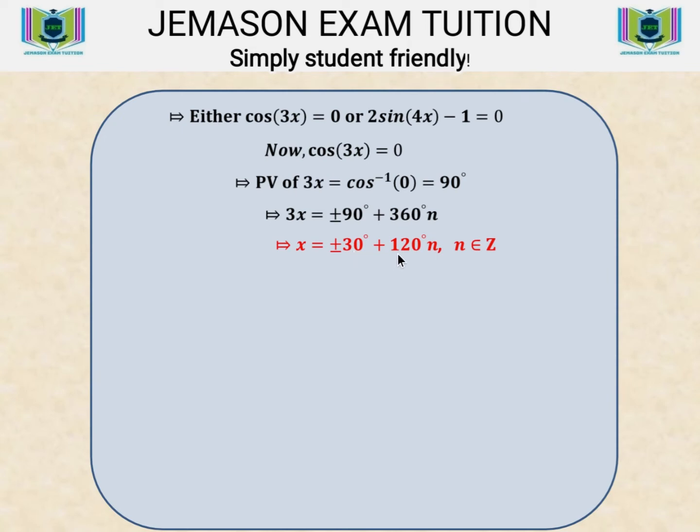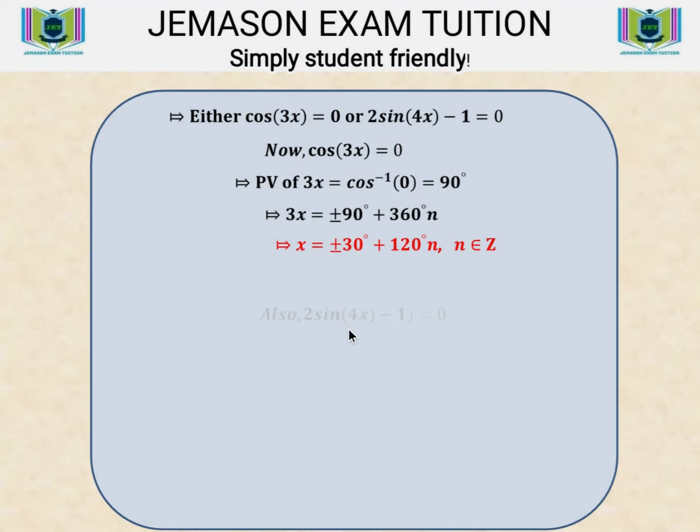When n is 1, for instance, you will have 30 plus 120 degrees, which is 150 degrees, and we also have negative 30 plus 120 degrees, which is 90 degrees. Any of those values, again 90 degrees and 150 degrees, you can verify by substituting them in the equation. You will see that they satisfy the equation.